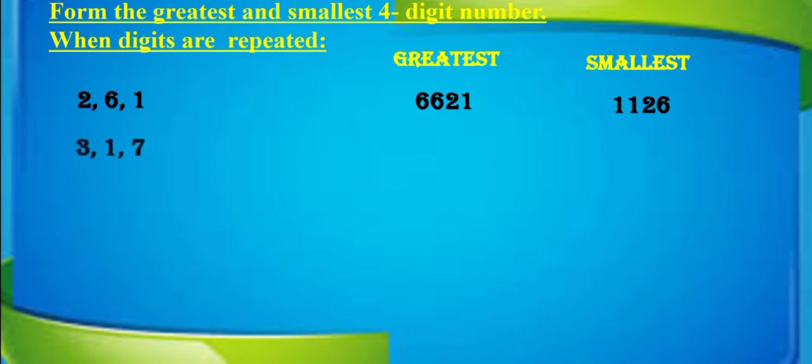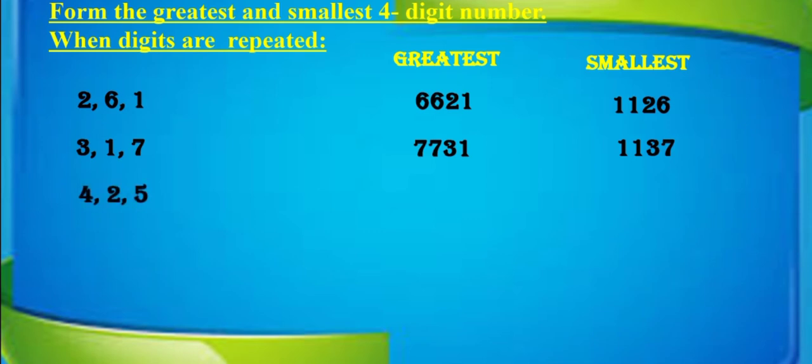Yes, so the next question is 317. Using these 3 digits, we have to form a 4-digit number. So we are going to repeat a digit. So the greatest number is 7731, and the smallest number is 1137. Is it clear? So the next question, 425.